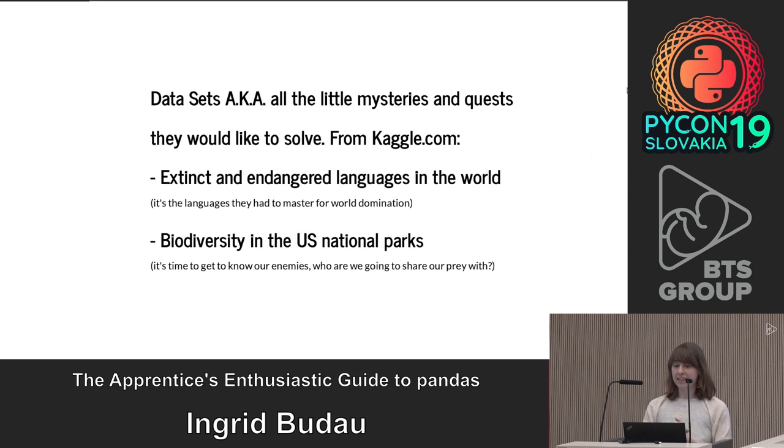and our data sets, also known as all the little mysteries and quests the pandas would like to solve. From Kaggle.com, we have the extinct and endangered languages in the world. It's the languages they had to master for world domination. And biodiversity in the US national parks. It's time to get to know our enemies, they said. Who are we going to share our prey with?